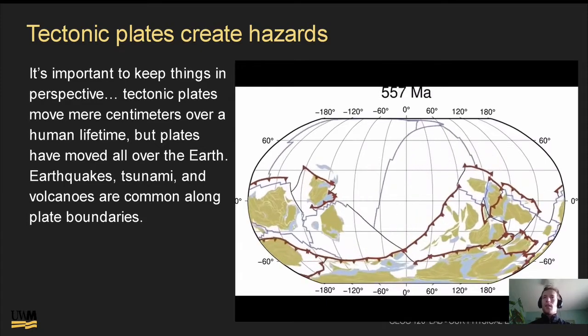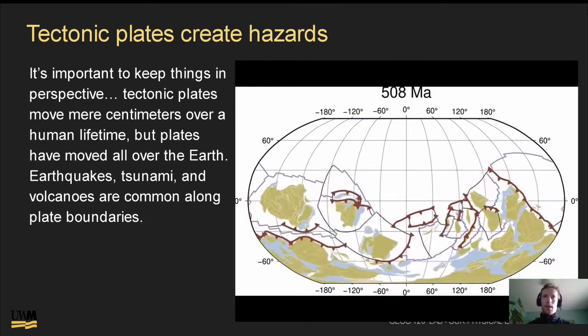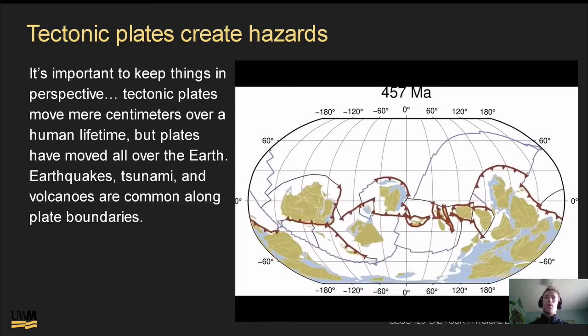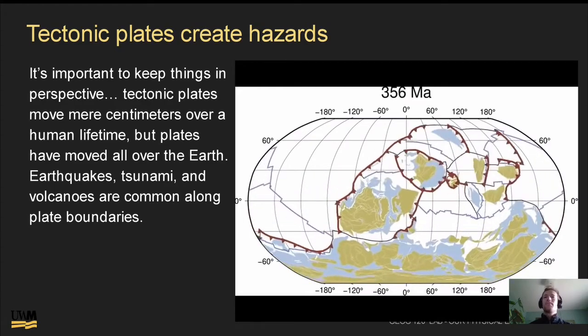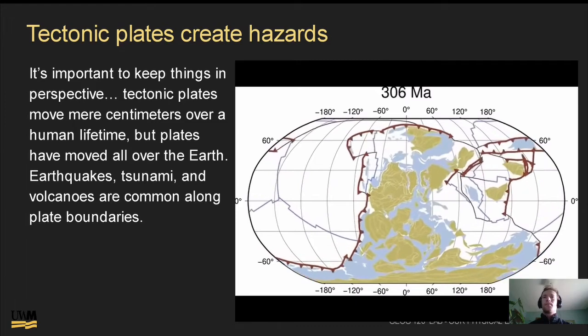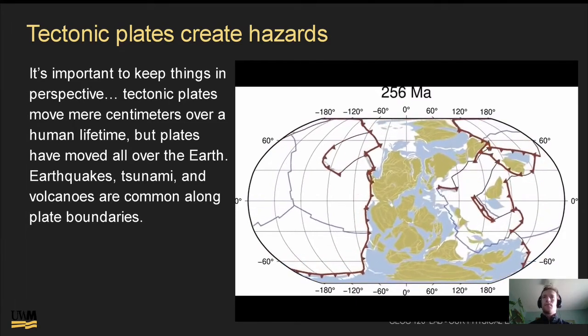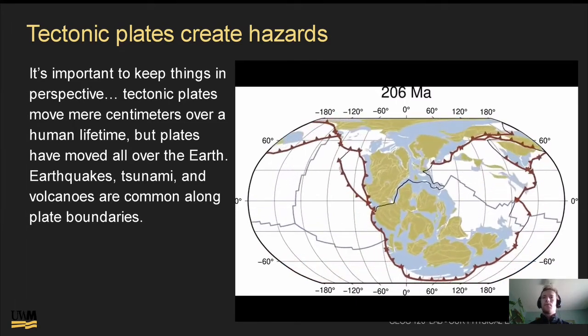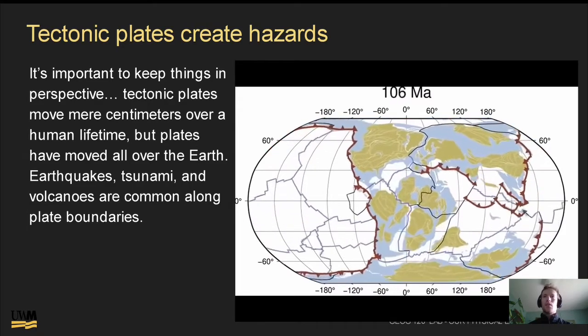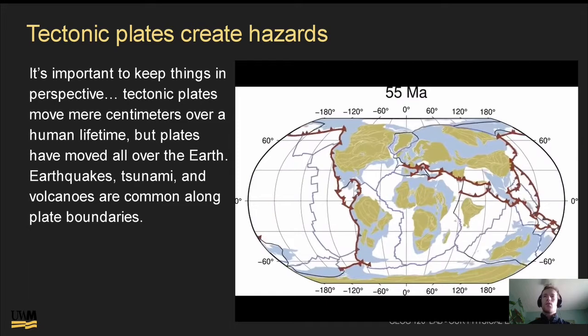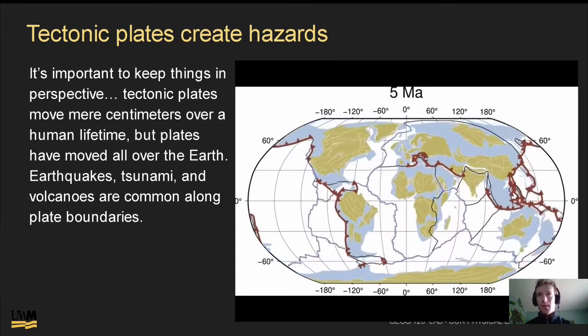So the timer at the top is ticking down. That MA refers to million years ago. Now the continents start to split apart to resemble the shapes that we are familiar with today.